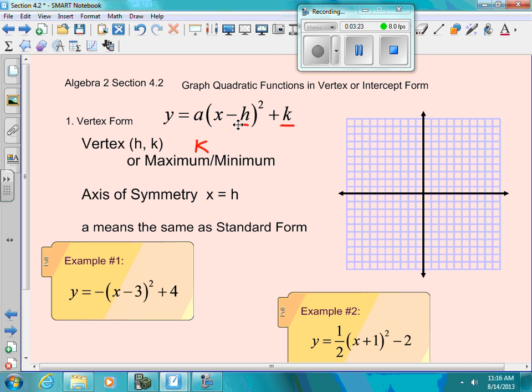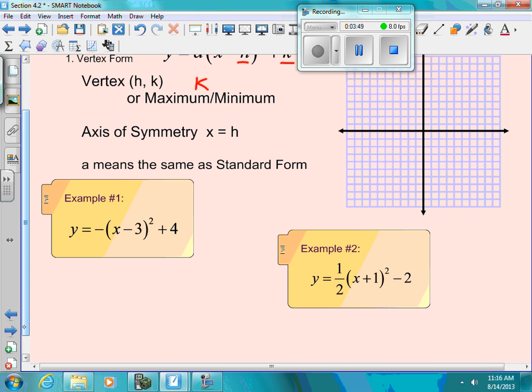The benefit of this obviously is you get your vertex and axis of symmetry without really having to do anything. You just look at the equation, identify what is h, identify what is k, and you graph it. It's as easy as that. So if we look at example 1, y equals negative (x minus 3) squared plus 4. We see that there's a negative sign in front, so our graph should open up or down. It should open down, right? And we should be able to find the axis of symmetry and vertex rather easily.